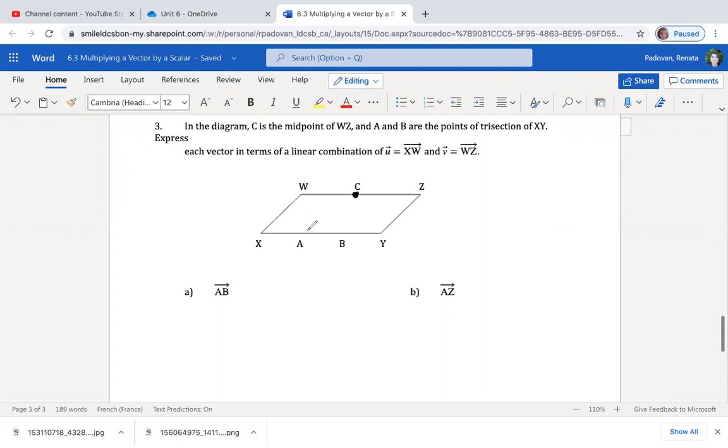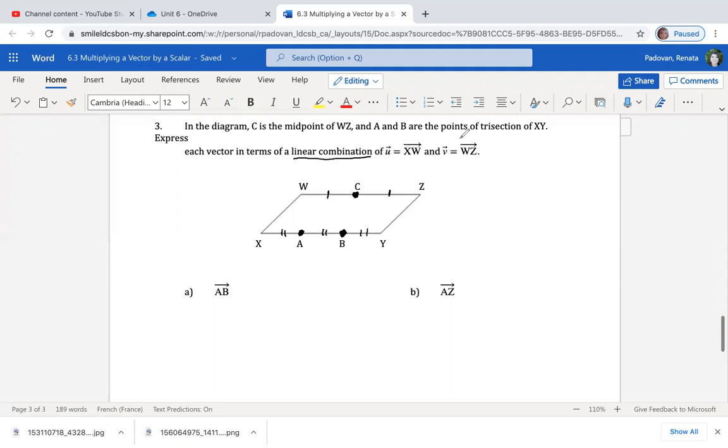And A and B right here are the points of trisection from X to Y. So you can see here, if I were to put a dot here on A, and I were to put a dot here on B, it's dividing X and Y up into thirds, right? 3 parts by trisection. And midpoint meaning these are equal to each other, just to point out, and these are all equal to each other, dividing it into 3, just saying, right? Express each vector in terms of a linear combination, in terms of a U vector and a V vector.